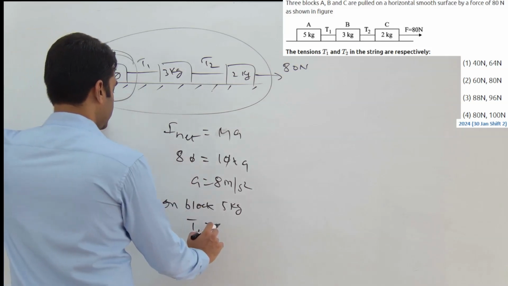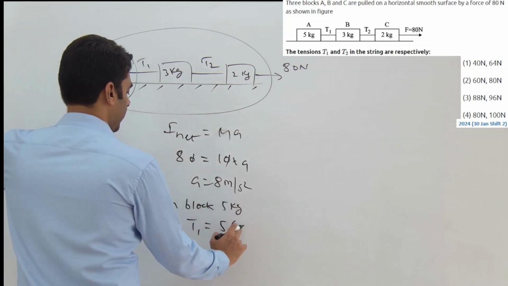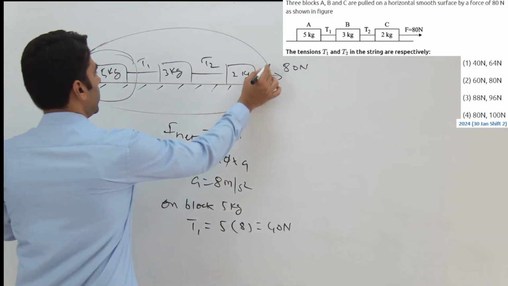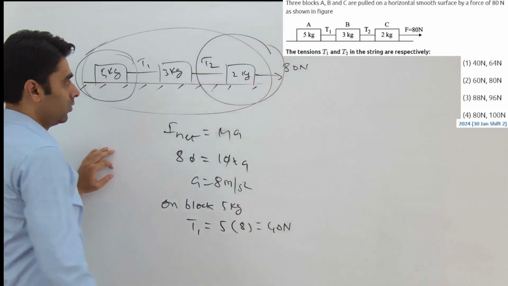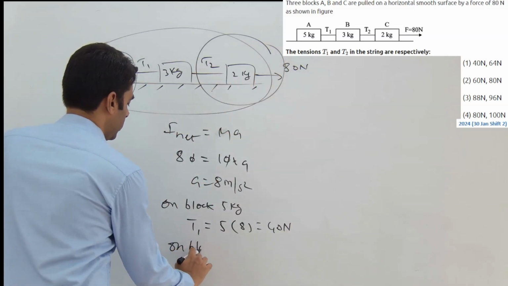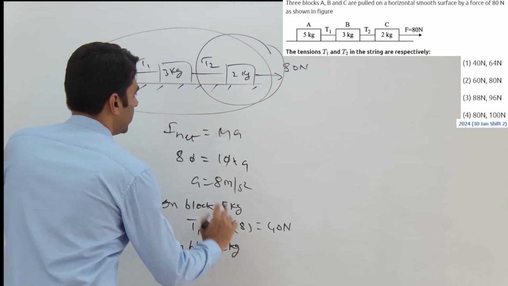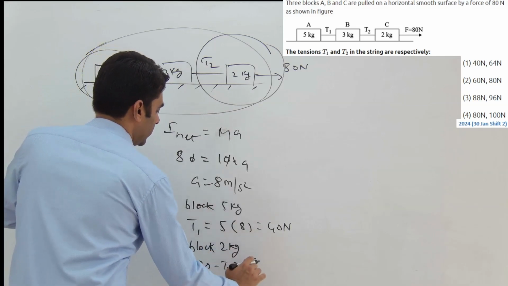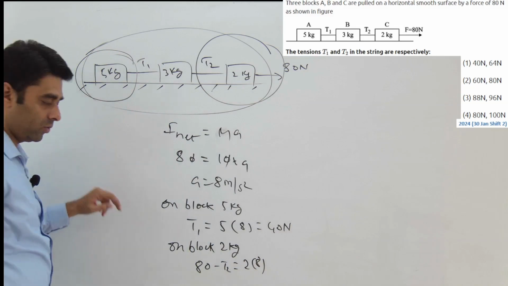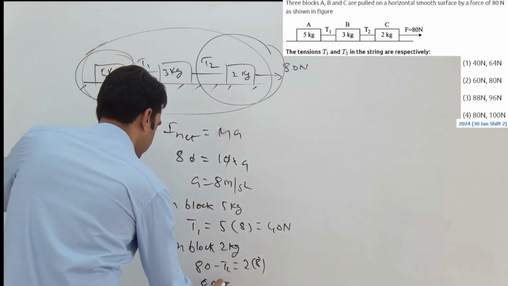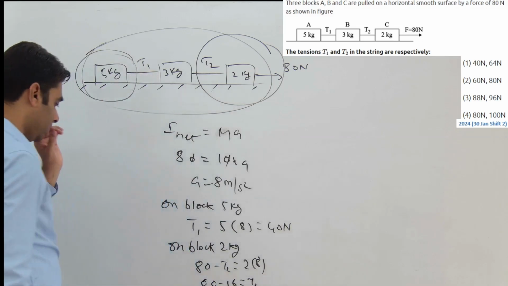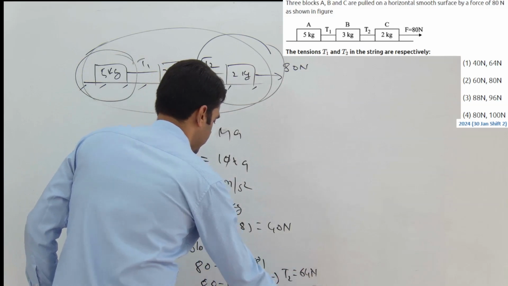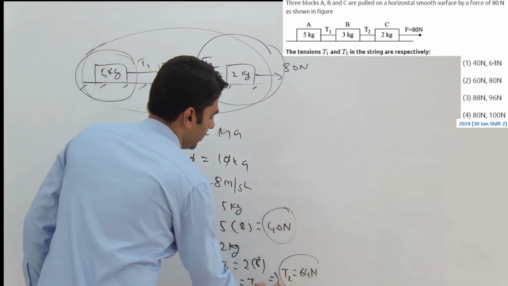T1 is equal to, because all of them are going with the same acceleration. They are connected directly. They have the same acceleration. So T1 is equal to 5 into the acceleration we calculated, 8. So T1 comes out to be 40 Newton. T2 also we can calculate. For T2 you can apply Newton's second law on this block. So what will we be getting? On the block of mass 2 kg, we can write Newton's second law as 80 minus T2 is equal to 2 into acceleration 8, since F net equals ma. So we get 80 minus 16 is equal to T2. So we get the T2 value as 64 Newton. So our answer is 40 Newton and 64 Newton.